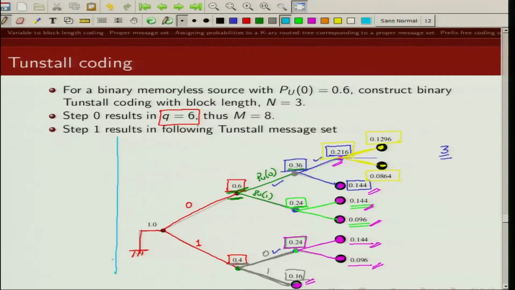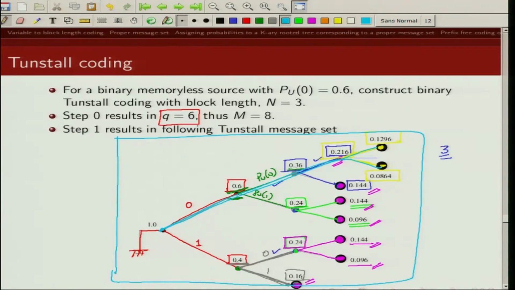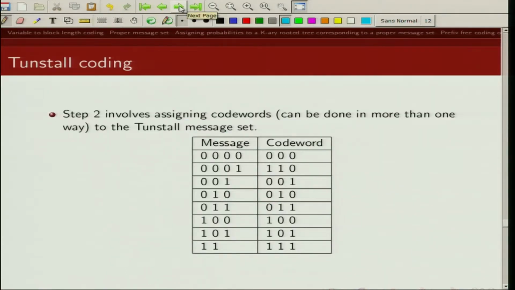So what I have constructed is a proper message set that has m equal to 8 messages, and you can see what those 8 messages are. One is this one, second one is this one, third one is this one, fourth one is this one, fifth one is this one, sixth, then you have seventh, and these are the 8. Okay. So then I can write out those parsed messages.